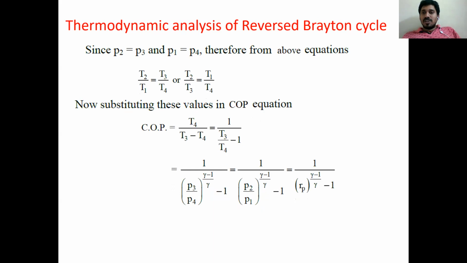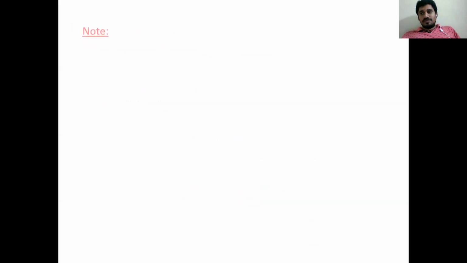If you simplify that, finally we get one more equation, which is 1 by Rp power gamma minus 1 by gamma minus 1, where Rp is the pressure ratio, which is P2 by P1 or P3 by P4, the same for an isentropic process. So this equation we derived in the last class. Now we move to one note.